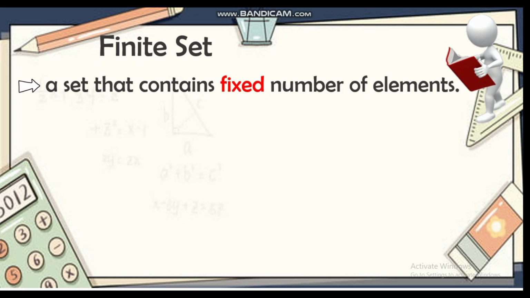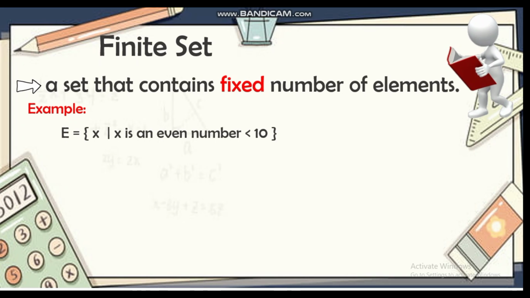So, buot pasabot, maihap nimo or malista gyud nimo tanan niyang elements. No? Ma-imagine nimo unsa ang sulod sa set, makita gyud nimo kung asa siya taman ug asa siya magsugod. Okay? So for example, we have set E is the set of all x such that x is an even number less than 10. Okay?